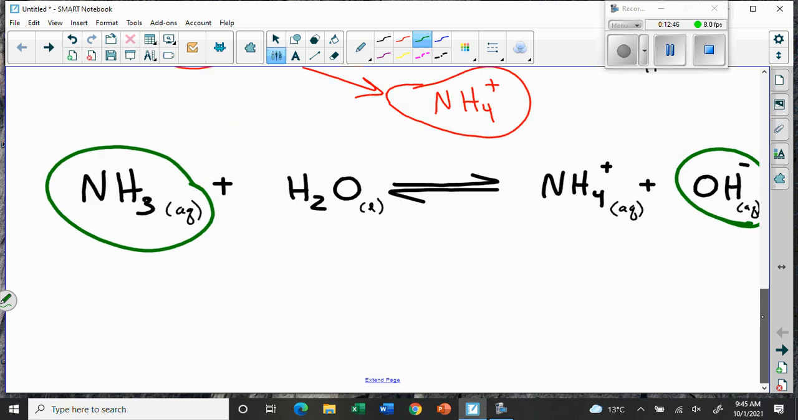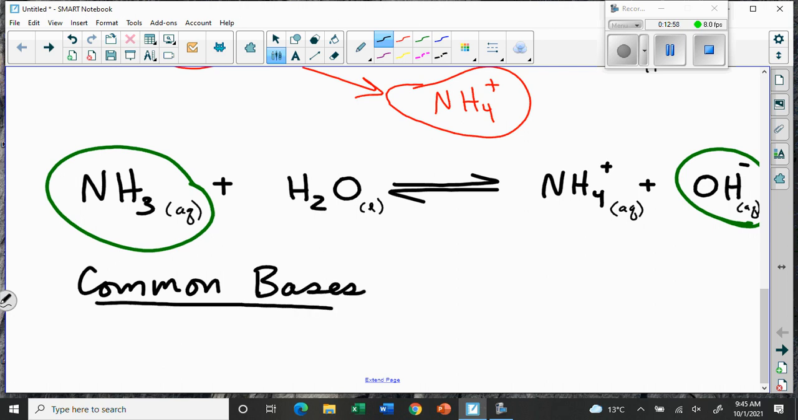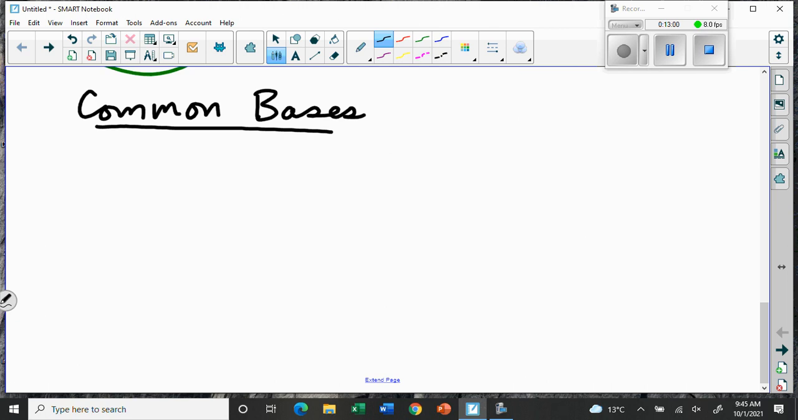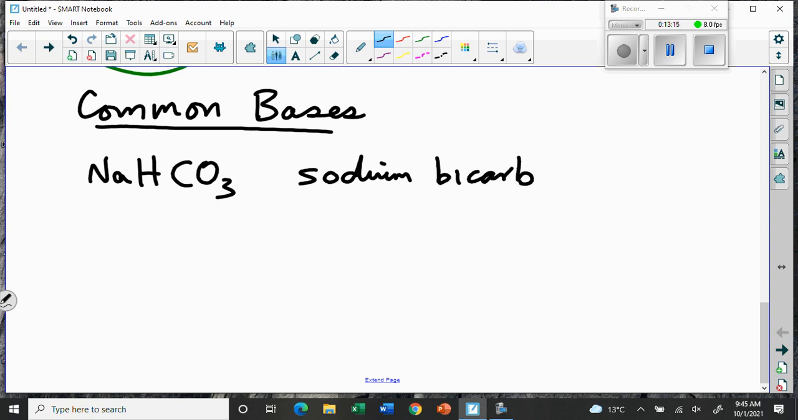Okay, common bases. Bases don't really have as complex a naming system as acids, because a lot of them are just chemicals that have common names, right? And so, for instance, the sodium bicarbonate, NaHCO3, that's baking soda, sodium bicarbonate. And we all have this in our cupboards, bicarbonate, that's baking soda.